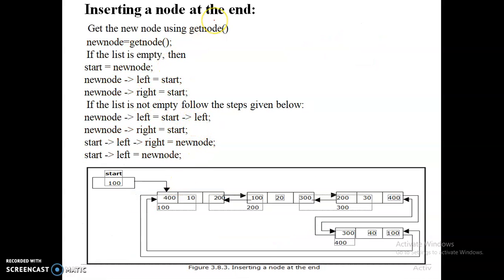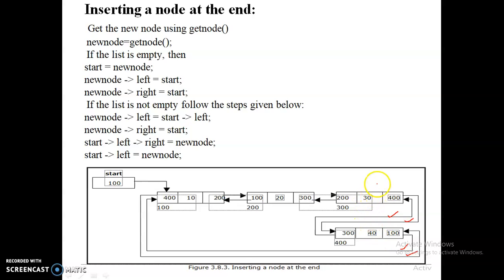Next, insert a node at the ending. That is, when you want to add a new node after the last node. Here also we have 4 transformations. Here you can count the number of arrows. This is one arrow, another arrow, a third one, and this is the fourth one. So we need to make 4 assignments of the pointers.